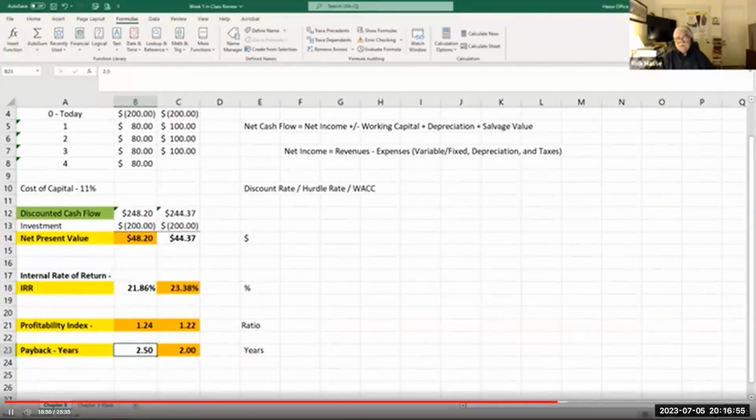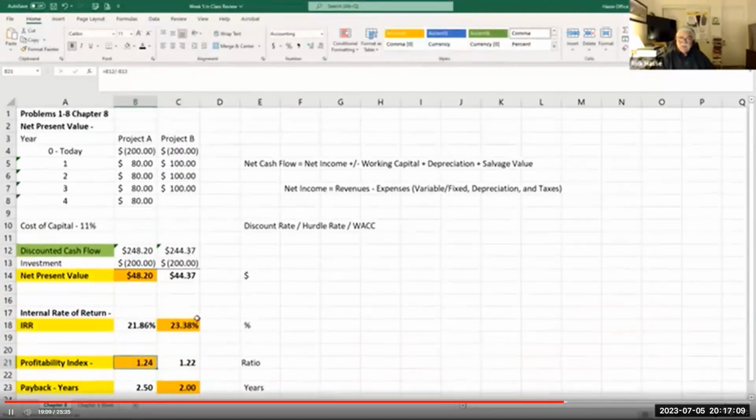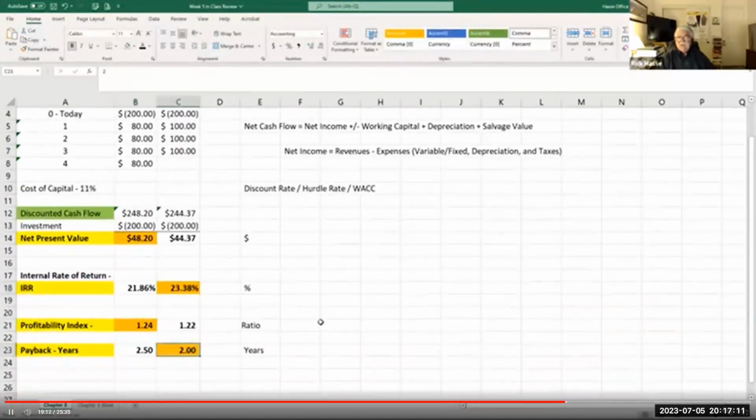4 different ways. And those 4 different ways are all showing that 2 of the ways favor project A, net present value and profitability index, and 2 of the ways favor project B, internal rate of return and payback. So that leaves quite a dilemma for the company to decide which one they're going to invest in. And a lot of that is determined by the culture of the company. What do they feel comfortable with? Do they want to make more money, or do they want to get their money quicker?